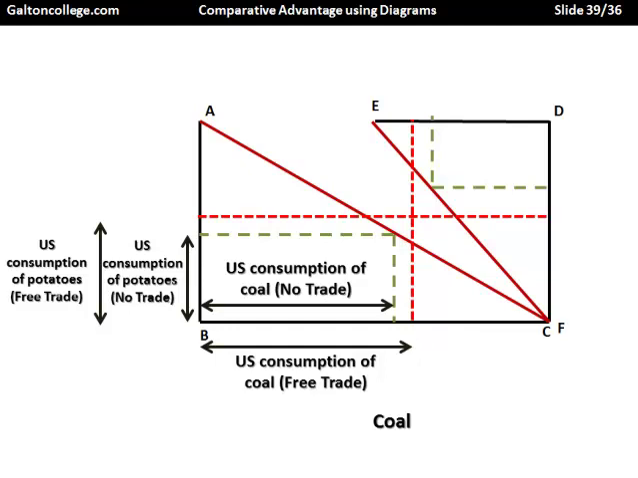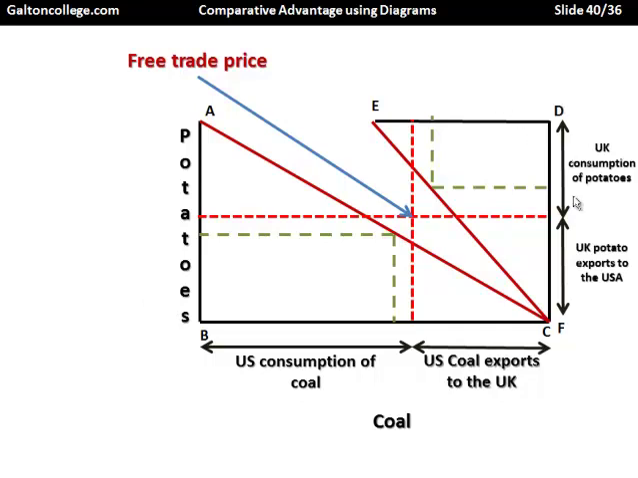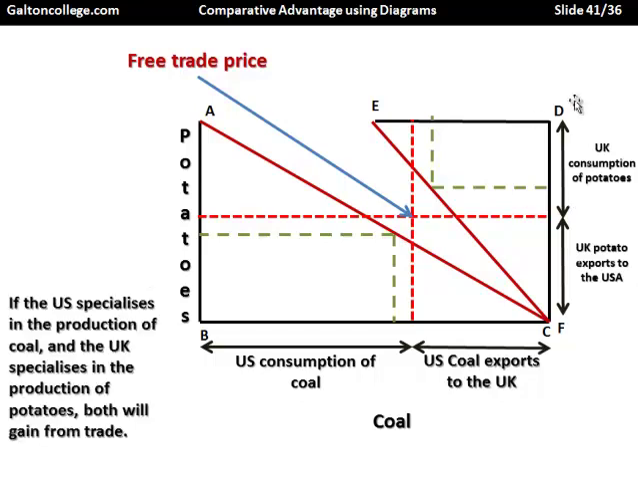Now, for the UK, this is the UK consumption of potatoes, and that's what they used to have before. This is the UK consumption of coal, up to the red line here, and that's what they used to have before. That's what they had originally. So clearly the UK is better off because of trade. So America is better off and the UK is better off. Both countries have benefited from trade.